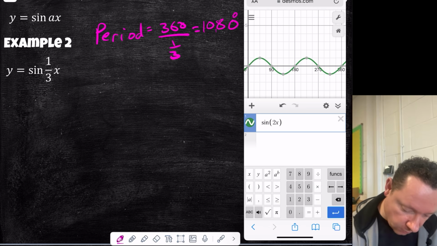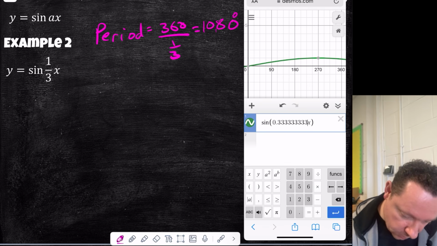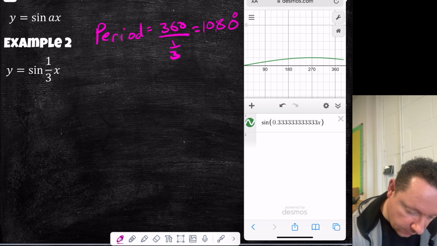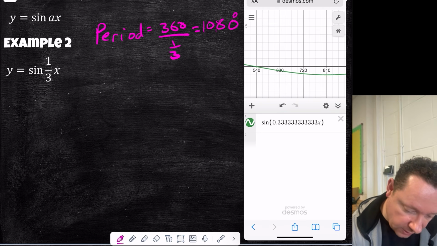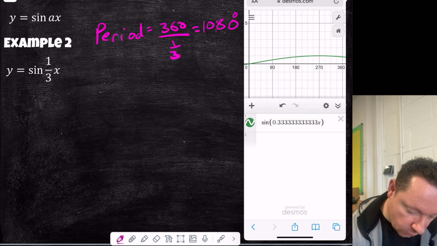Let's have a look here, you'll see. 1/3 of x, I'll just type that in as 0.333 because it's easier. So you can see here, I'm only drawing a bit of it because it takes ages to get the whole graph in. Okay, so how would you draw that yourself?